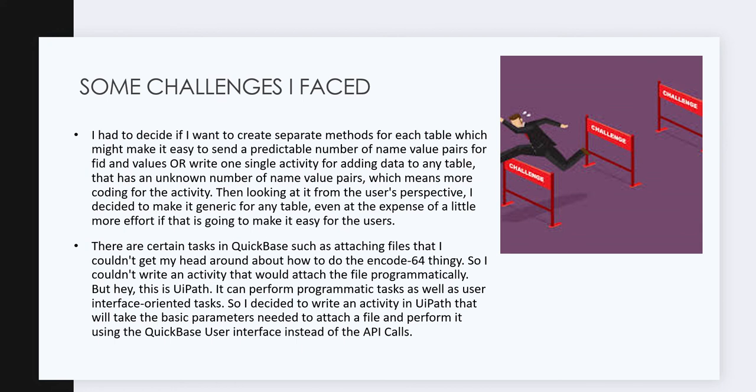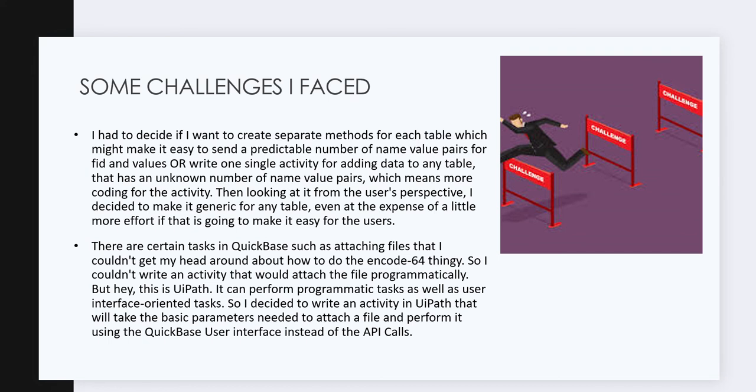And so I decided to make all these activities so generic that it'll ask you for the domain name, the DBID, the dictionary with the name value pairs, where the name is the FID and the value is the data that has to get into the FID, and things like that, without being specific to any particular table. It's completely table agnostic, and all it needs is the metadata about the table. So that is one of the challenges that I overcame.